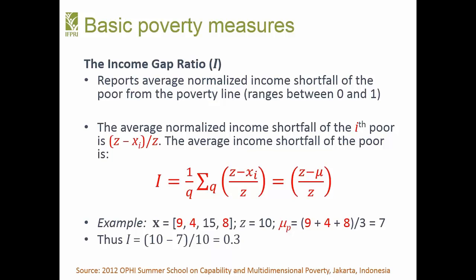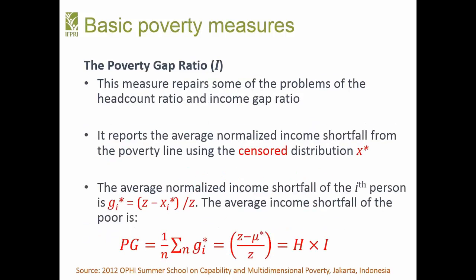Now, the next poverty measure, which builds on that first one, is the income gap ratio. This reports the average normalized income shortfall of the poor from the poverty line, and this ranges between 0 and 1. So what's the difference between this and the headcount? The normalized income shortfall of the ith poor person is the poverty line minus their income. So that's the shortfall. And it's normalized, so as a share of the poverty line, right? So it's z minus the income, over the poverty line. So the average income shortfall of all the poor, remember q are only the poor people, so we're only averaging the ones with a shortfall. So it's z, the poverty line, minus the average income among the poor, all over the poverty line, right? So mu here is just the standard mean.